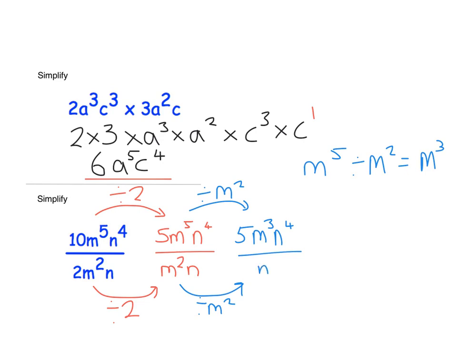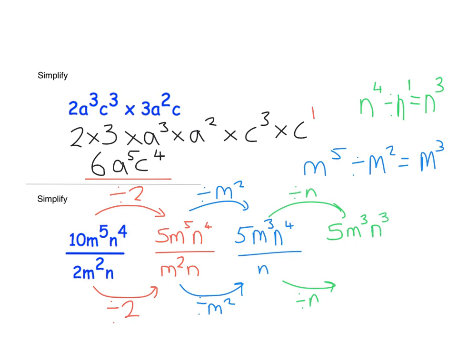And then the last step, I'm going to divide by that n on the bottom. So it's going to be 5m cubed, and then n to the power of 4 divided by n, again imaginary 1, so that's going to be n cubed. And that is my final answer.